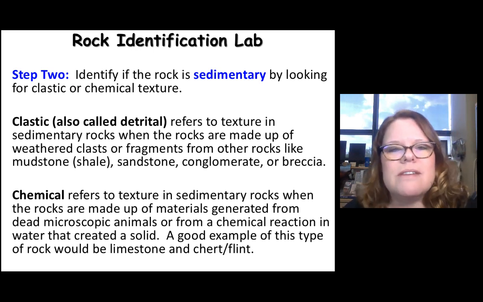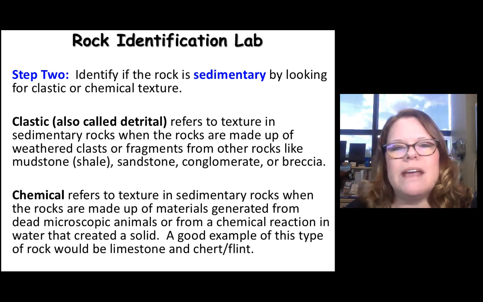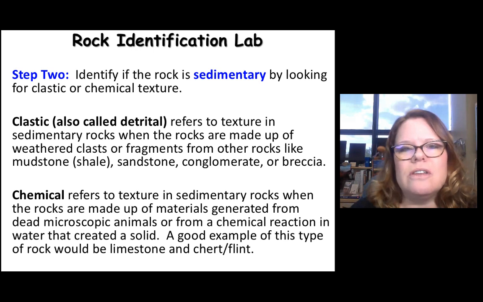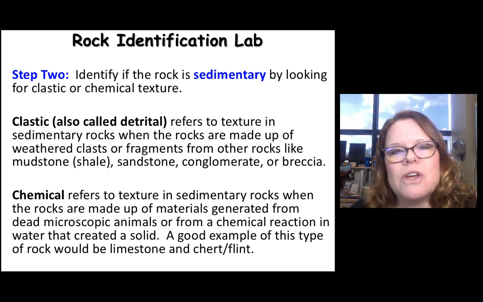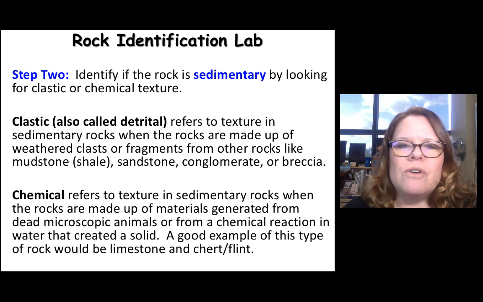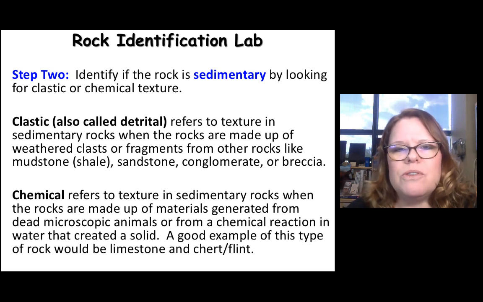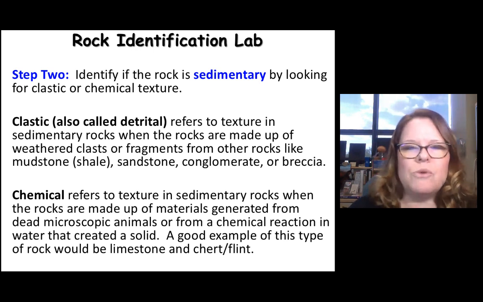So usually you get the dead animals that are microscopic, and then you get the solution solids. They mix together to make a chemical rock known as limestone. And then another real famous one is chert and flint, which are essentially the same thing, although they're created by a different microscopic animal. In this class, we're not worried about differentiating between the two.